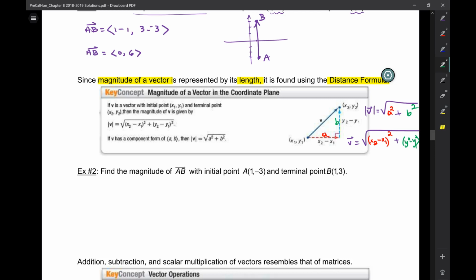Most of the time, when we're in the world of vectors and I want to find the magnitude of vector v, I don't do x2 minus x1. I shorten things and say, okay, if this has a length of A and that has a length of B, then the magnitude is going to be the square root of A squared plus B squared.